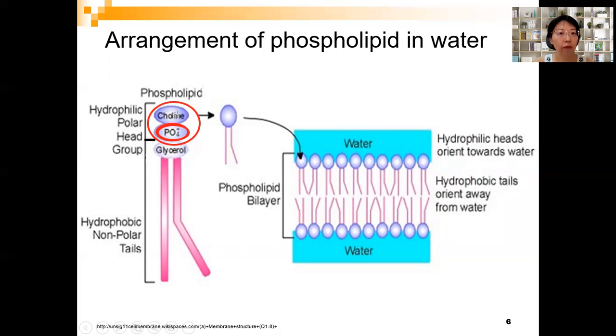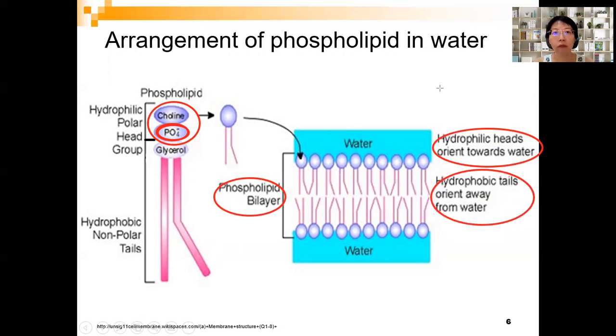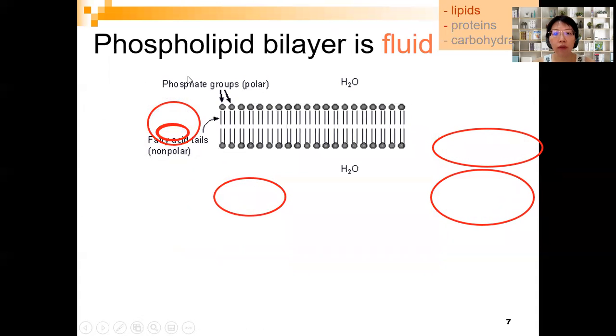So you've got the hydrophilic part and the hydrophobic part. Glycerol is the hydrophobic part, okay? And the tails are the two red color ones. So when you put them in water, straight away they'll form the phospholipid bilayer, all right? So hydrophilic heads orient towards the water, hydrophobic tails orient away from the water. Orient means how they arrange themselves, okay, orientation.